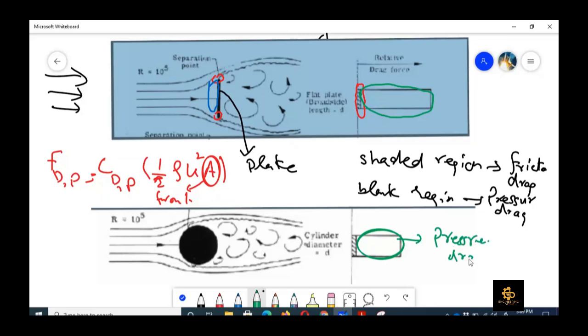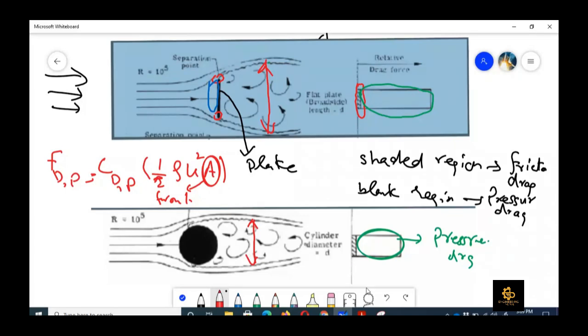And this shaded region is due to friction drag. You can easily see the wake region is smaller, because here the wake region was this one, very big, but in this case the thickness of the wake region is a little bit less. So when the flow separation region thickness is a little bit less, the pressure drag component would be a little bit less, right?